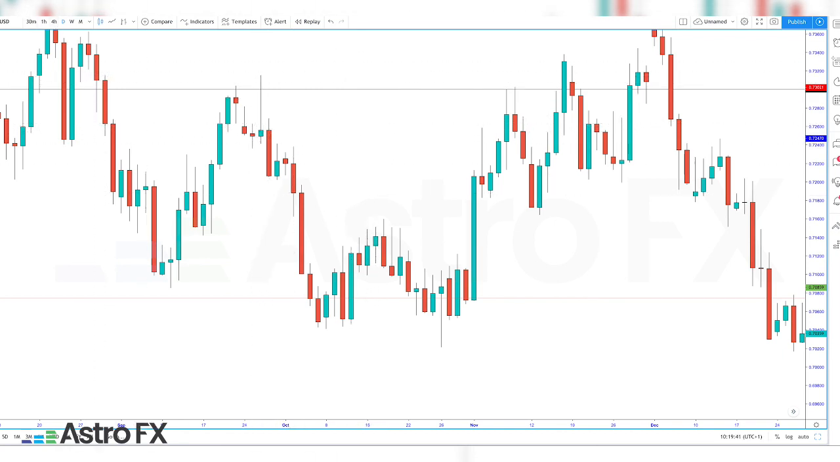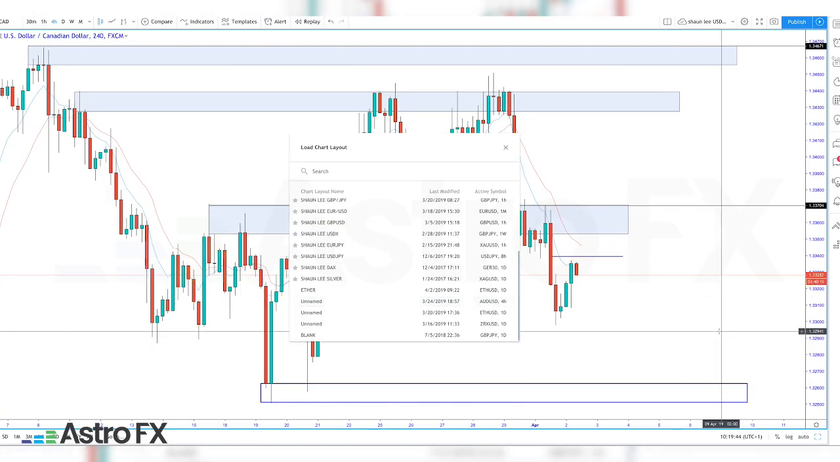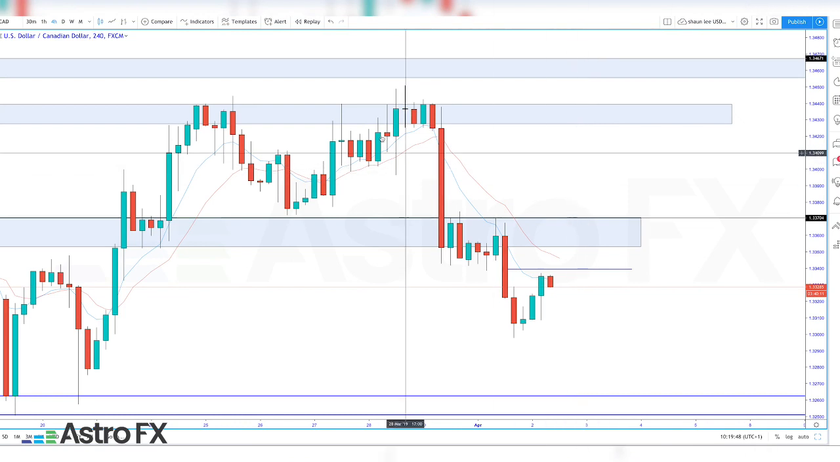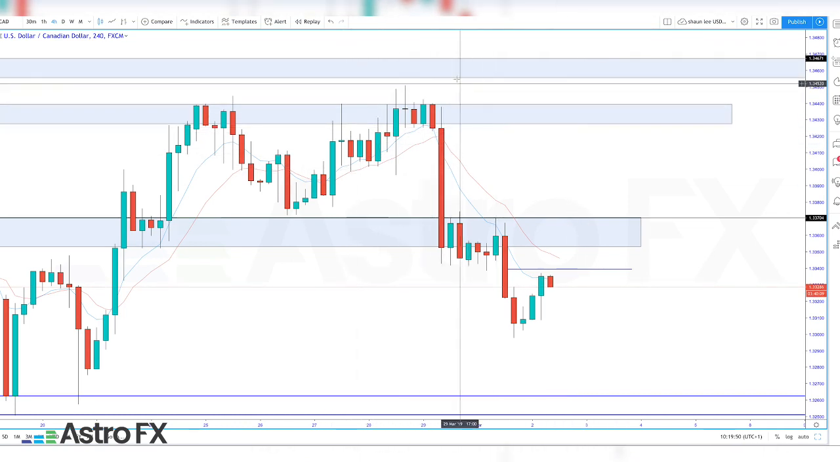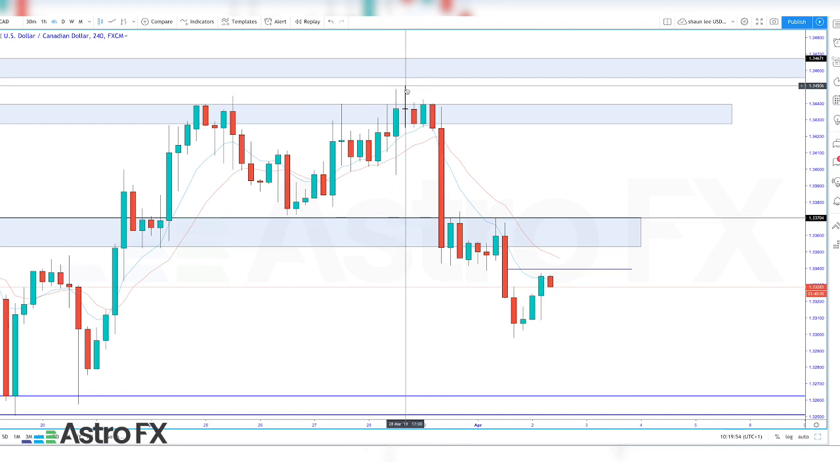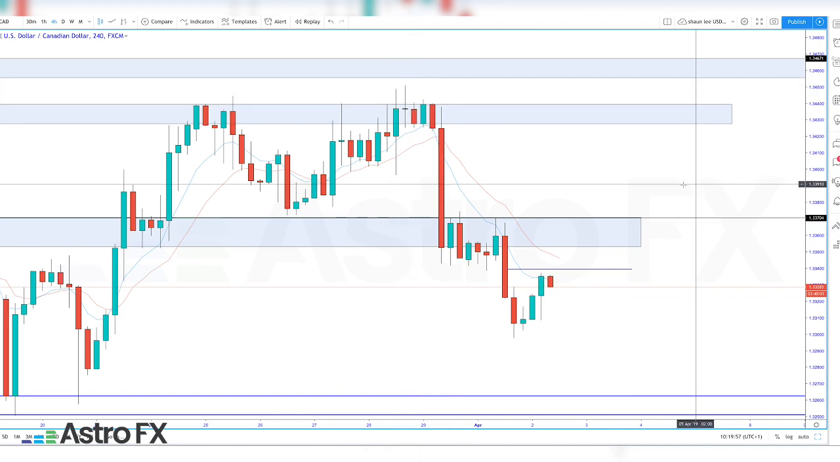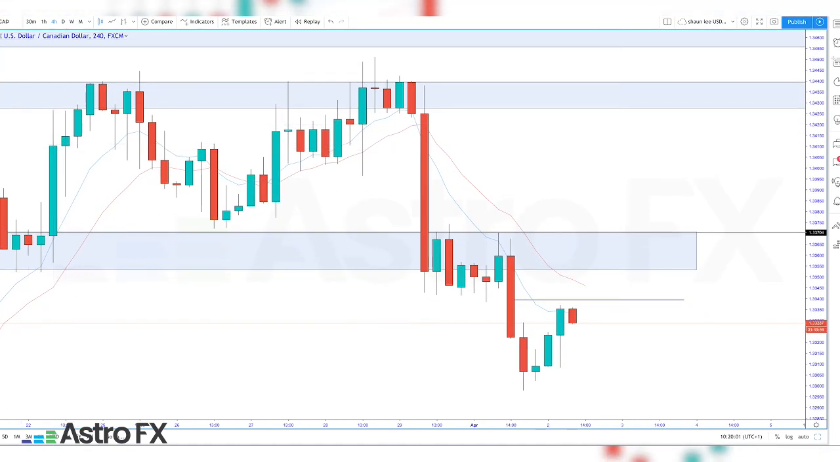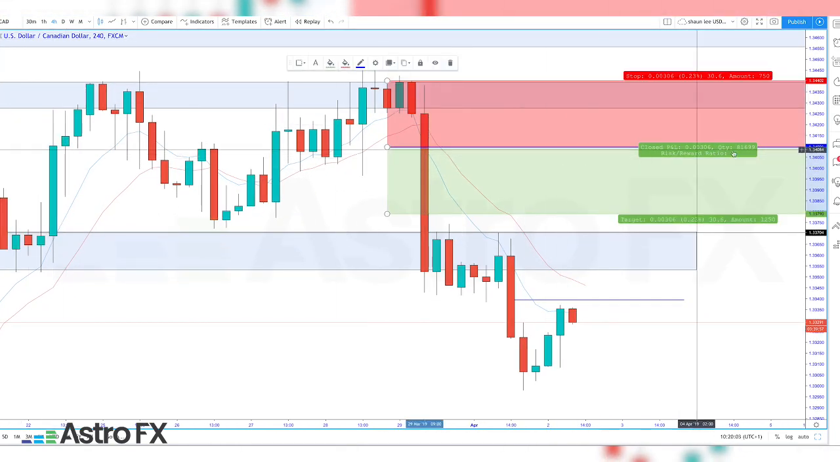Let's get rid of the Aussie for a moment now. Let's go into USD CAD. 3-pin formation. Can we see any up here on the 4-hourly? Yes. 1, 2, 3. This is what this one would look like. Short setup.